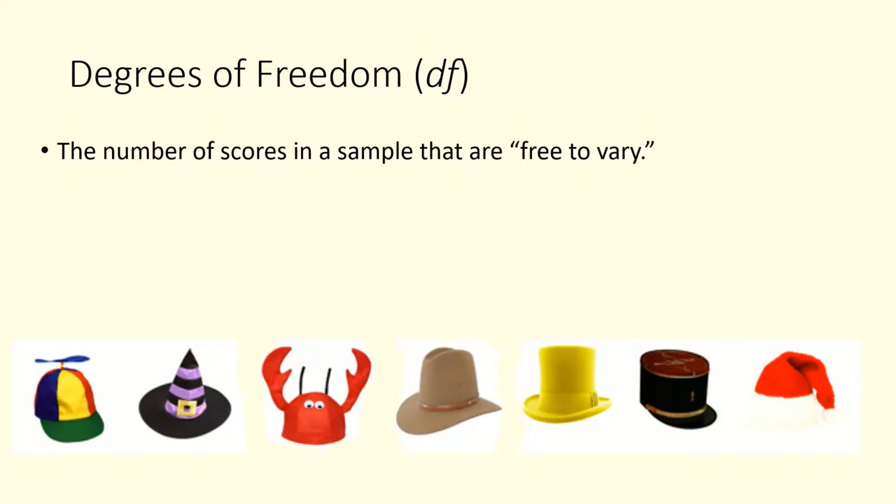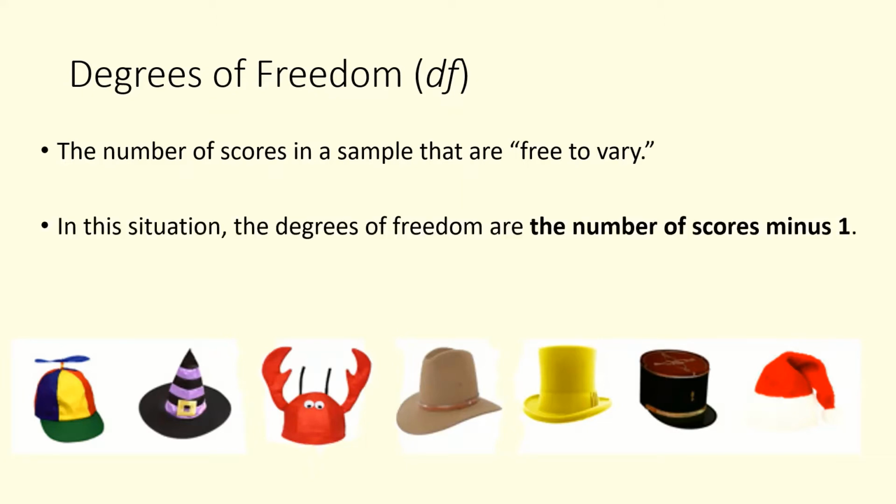What this essentially is, is the number of scores in a sample that are free to vary. How we can think about this is, when we have our sample, we know our mean. And if we know our mean and we know all of the scores except for one, essentially we can figure out what that one score is. When we think about this concept in theory, if we know our mean and we know all of our scores except one, we can figure out what that last score is.